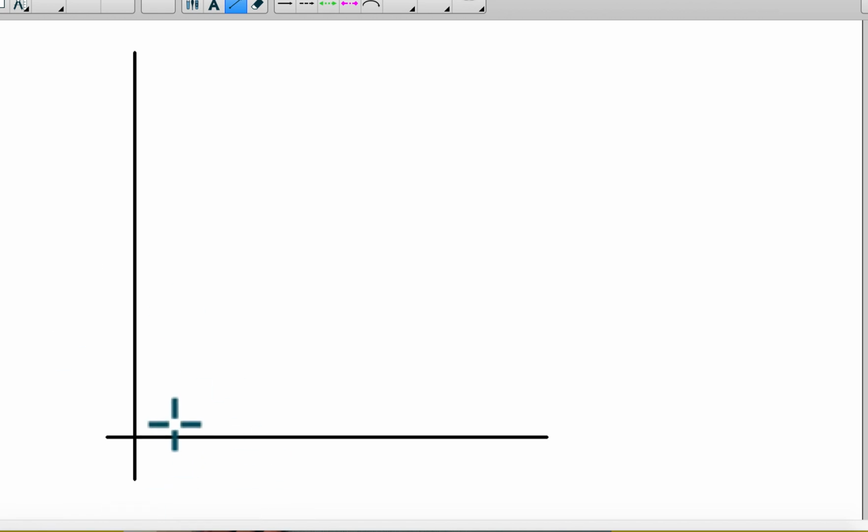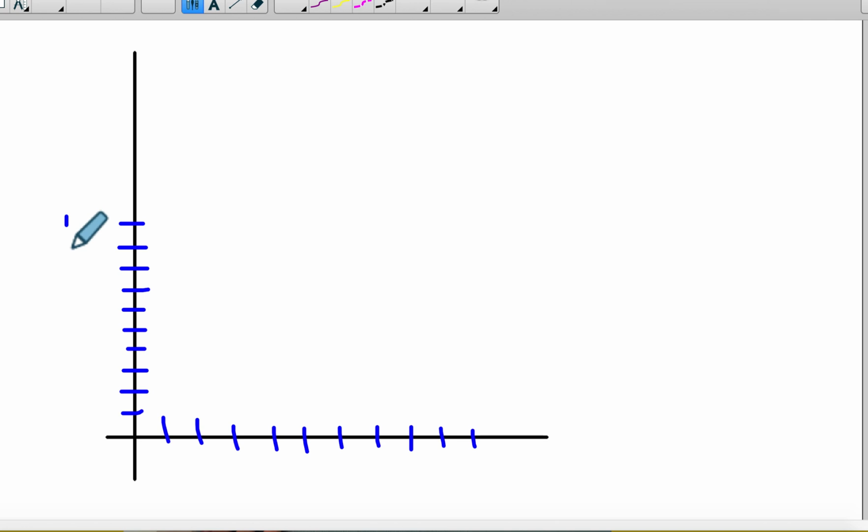So what we're going to do is actually figure out how we're going to solve this, right? So I'm just going to make my tick marks here. We'll go like 1, 2, 3, 4, 5, 6, 7, 8, 9, 10, right? And then up here we'll go 1, 2, 3, 4, 5, 6, 7, 8, 9, 10. Right, so these are our x and y axes, but in our case, I'm going to call them different than x and y, which we'll see in a second.